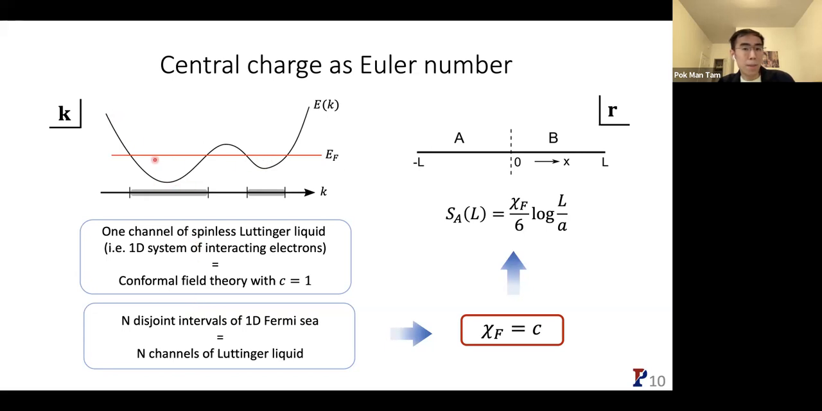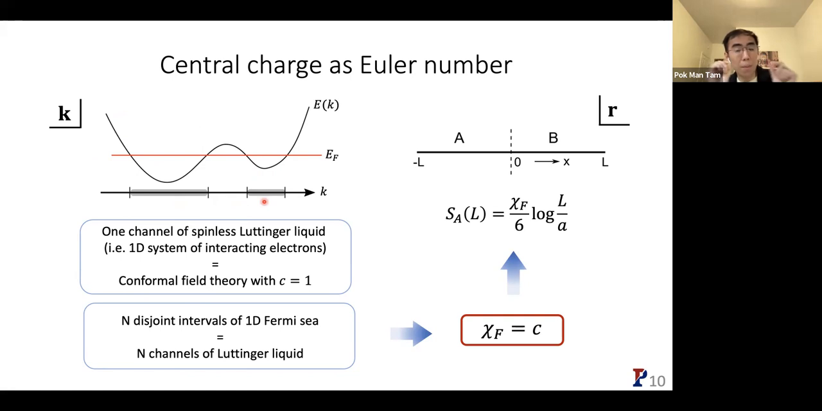Here I'm showing you two subbands. My chemical potential is put here, so you have one band and another band. In momentum space, you can see two disconnected Fermi surface components. At low energy, you can view this as two copies of Luttinger liquids. For each Luttinger liquid, the central charge C equals 1. So when you have n channels of Luttinger liquids, the central charge will be n.